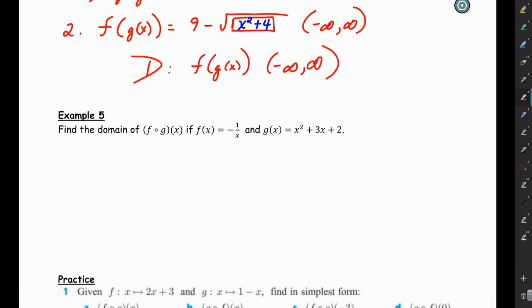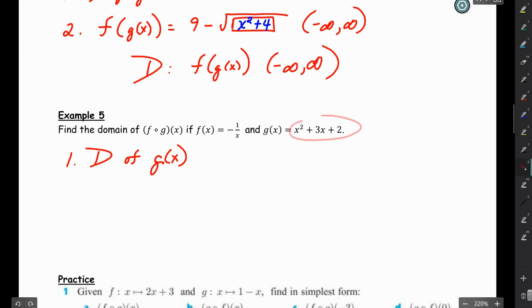Okay, let's take a look at example 5. We need to first find the domain of the inner function. The inner function in this case is going to be g of x. And again, we want to look at g of x and decide, is there anything that would cause a problem? If I put a negative number in there, not going to cause a problem. If I put a 0 in there, not going to cause a problem, or a positive number. So any number is acceptable value for x. So our domain for g of x is going to be all real numbers.